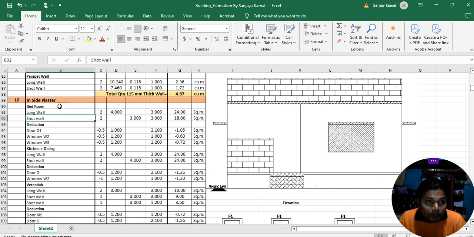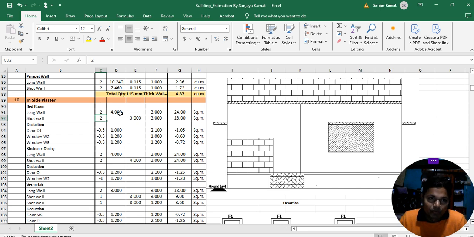See, then the bedroom. Now we are going to see how to construct the bedroom. To do the estimation for the bedroom, we have to make the long wall and we have to estimate the short wall also. Long wall we estimate 2, short wall we estimate 2. Okay. So for the long wall, how much length are we going to take?